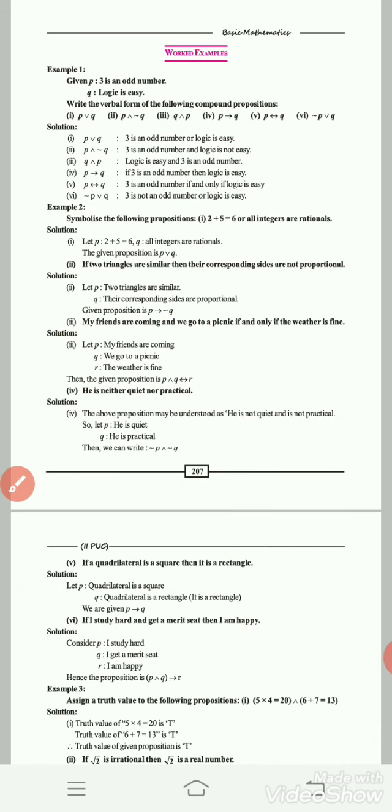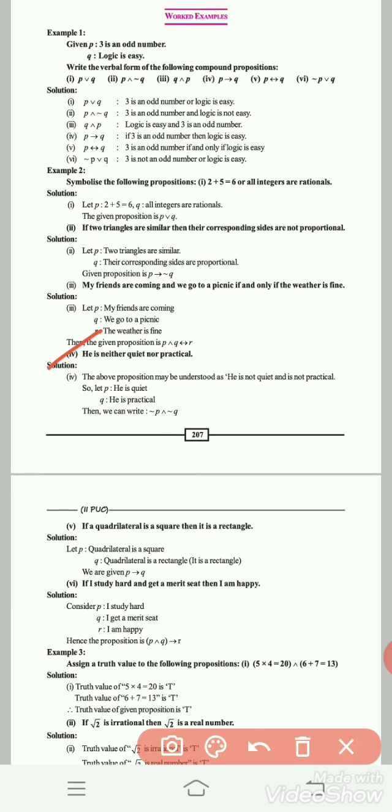Next, the fourth one. He is neither quiet nor practical. Neither-nor. First write down the statements. Here there are two statements: he is quiet, he is practical. Otherwise, he is not quiet, he is not practical. We can take any statements, but here they have taken P statement as he is quiet, and the second statement as he is practical. See, the first statement is neither quiet. Neither quiet means what? The meaning is he is not quiet and not practical.